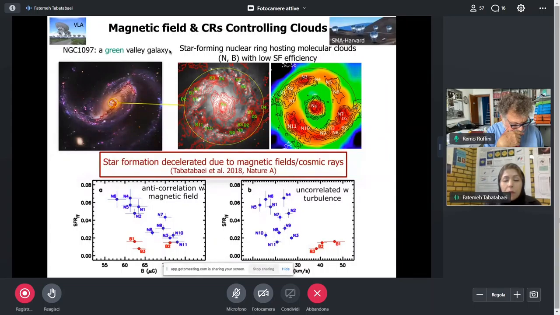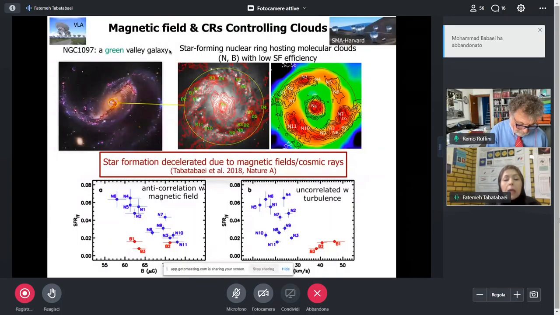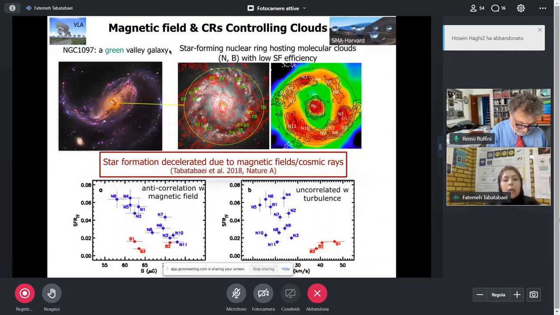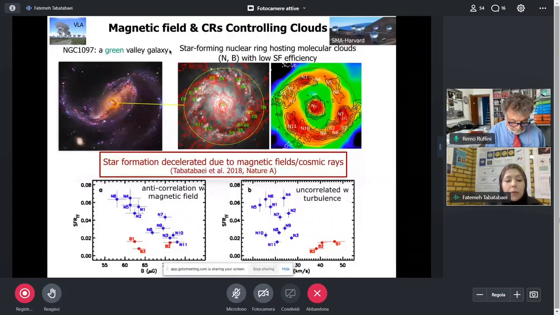So what causes this? We have compared this with the magnetic field, which is traced by the radio synchrotron emission, and found a good correlation between magnetic field and the density of the gas. It means that they are coupled. And interestingly, we found that these clouds are subcritical. It means that the magnetic field is controlling the collapse of the gas. And the star formation rate per freefall, if you plot it versus magnetic field, you find an anti-correlation, while there is no correlation with the turbulence.